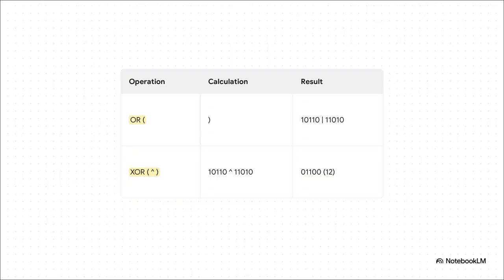The OR operator, that's the vertical pipe symbol, is a little more relaxed. It sets a bit to 1 if at least one of the corresponding bits is 1. Now, XOR, or exclusive OR, that's the little caret symbol, is much pickier. It sets a bit to 1 only if exactly one of the bits is 1. Check out the XOR result for 22 and 26. See how it gives us a 1 wherever the two bits are different? That little property turns out to be incredibly useful, and we're going to see why in a bit.